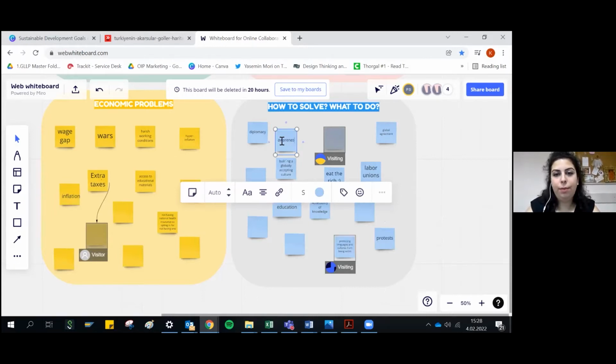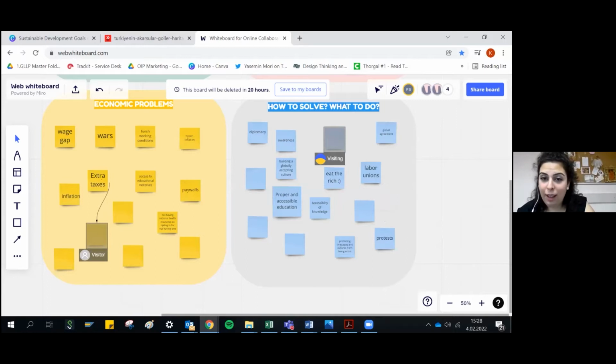Awareness. Good ones. Accessibility of knowledge. Protecting languages and cultures from being extinct. Yes. Open access, open data, education. Okay. Great one. I am very happy that students from engineering departments are here.